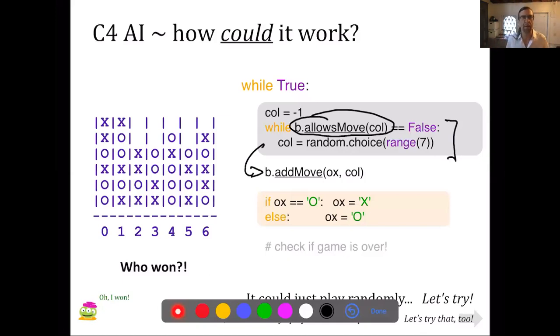And then if we want the computer to keep playing against itself, it's got to switch. If it was playing as X, now it should play as O. And if it was playing as O, now it should play as X. And that's what's going on over here. As long as you're O, you switch to X. As long as you're X, you switch to O. So the computer can just keep playing randomly against itself, right? So that's like the stupidest possible algorithm you can imagine. It's just play randomly. Keep choosing columns randomly until you find an allowable column and then go there.